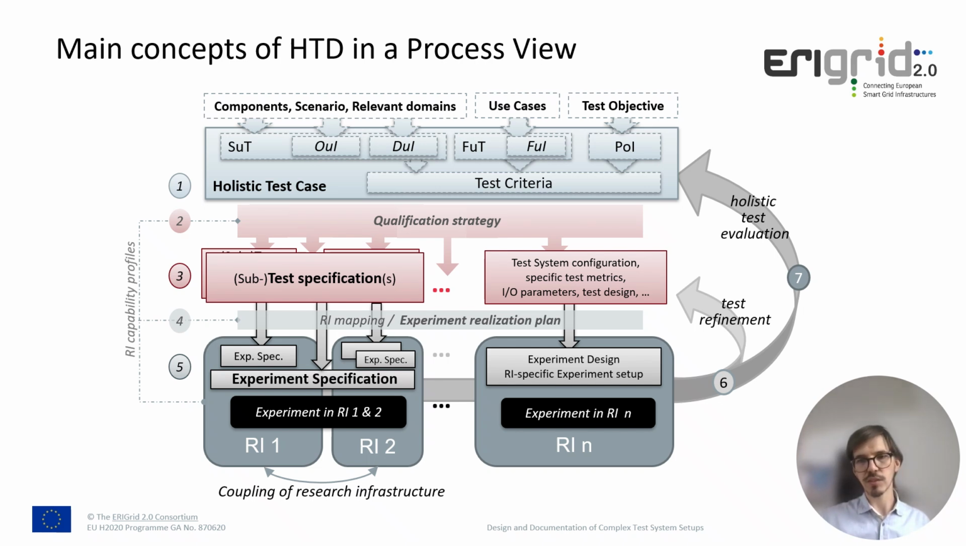So that is what this diagram is trying to illustrate, that in principle we allow a hierarchical breaking up of an original test case into multiple subtests. That's part of the concept, but it's not a critical part. You can also address the holistic test description in a simple way with one test case, one test specification, and a single experiment specification.